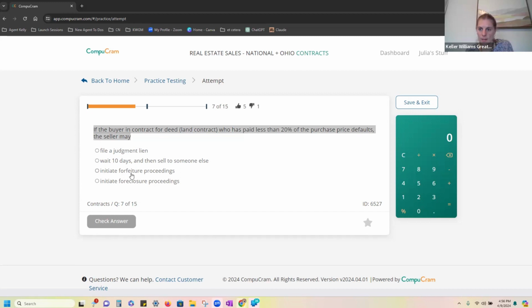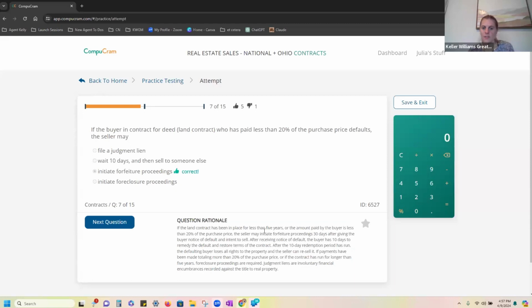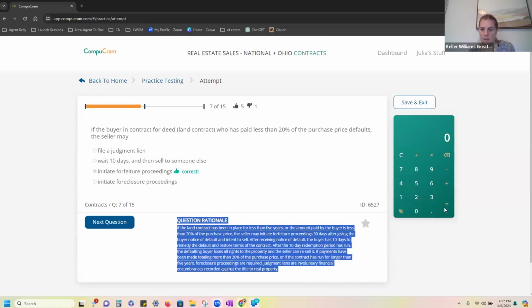Right here, that's correct. Good job. All right. If the land contract has been in place for less than 5 years, or the amount paid by the buyer is less than 20% of the purchase price, the seller may initiate foreclosure proceedings 30 days after giving the buyer notice of default and intent to sell. All right, good job. That was a tricky one.